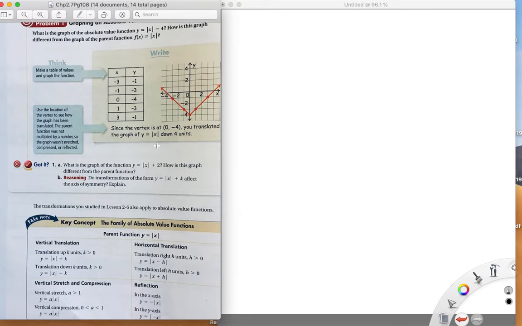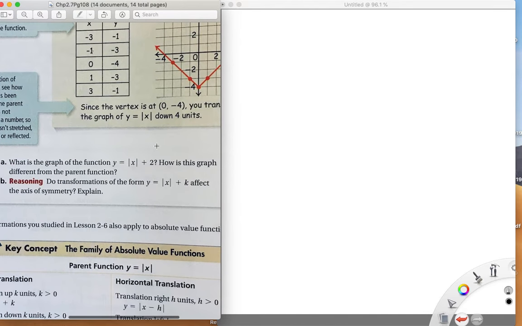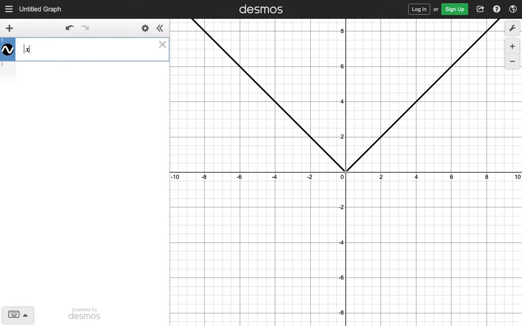Graphing these guys is pretty straightforward. So it says, what is the graph of the function absolute value of x plus 2? How is the graph different from the parent function? So if we were to graph the parent function, absolute value of x, it goes right down through the middle. Here's my axis of symmetry. This guy would be my vertex at 0, 0.